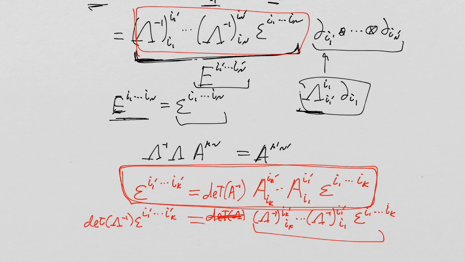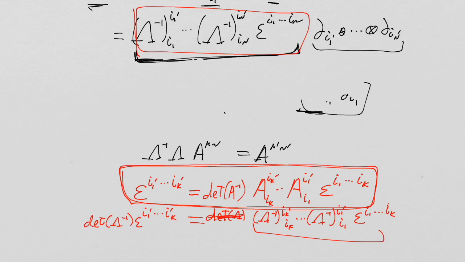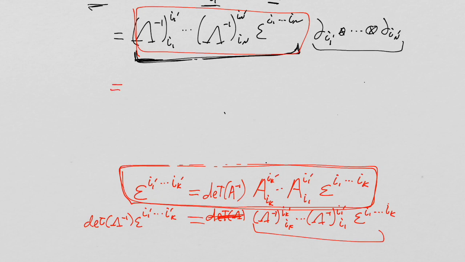And so I can make the substitution. Let's make that substitution. This is all pointless, so I can get rid of that. I can make that substitution, and I write it equals det lambda inverse I1 prime. Now I'm going to go to IN, right? Because here we are going up to n.